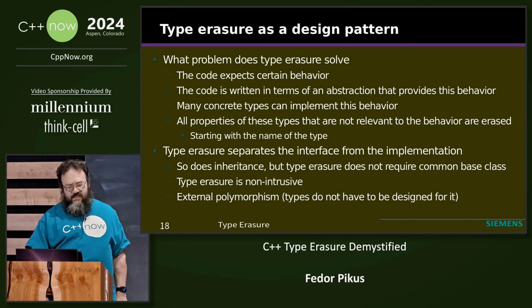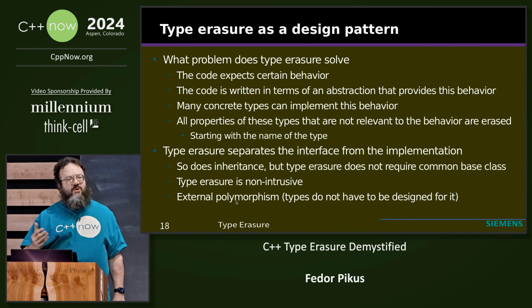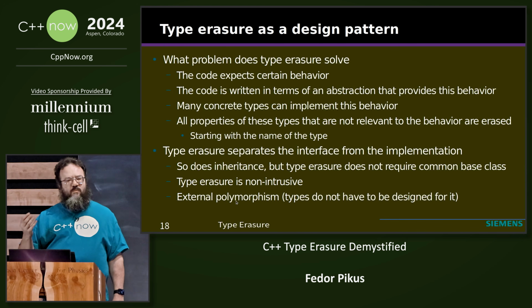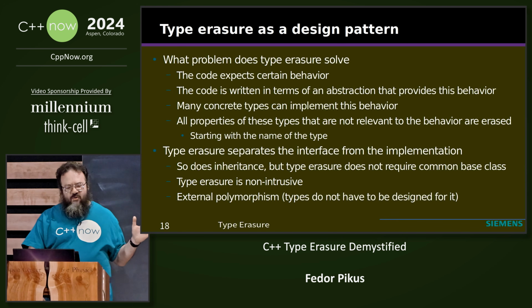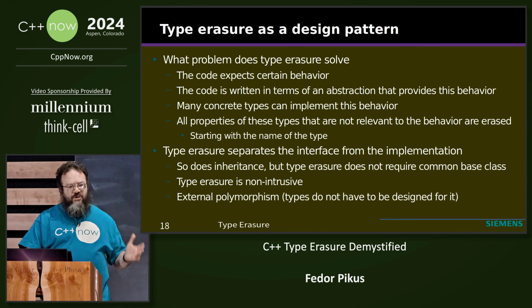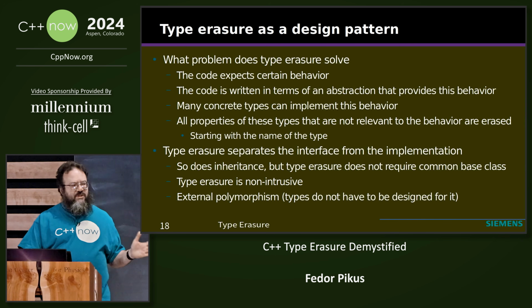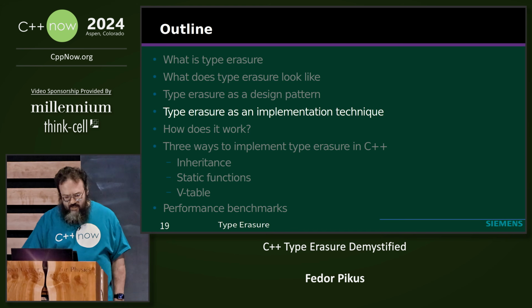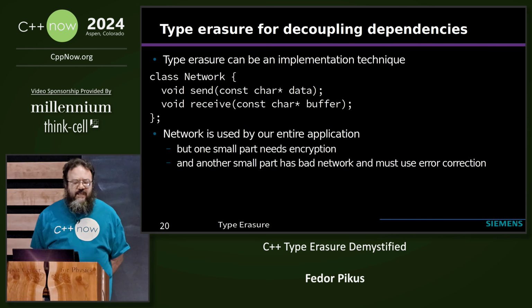So type erasure is a non-intrusive or sometimes called external polymorphism. The types that you use don't have to be designed for that kind of polymorphism, whereas with inheritance, the types that you use have to be designed from the ground up to support inheritance. They have to be part of that hierarchy. So that's what type erasure does from the design point of view. It's an abstraction that separates some elements of the behavior from all other properties of the type, and it's non-intrusive or external. It also can be used mostly as an implementation technique.